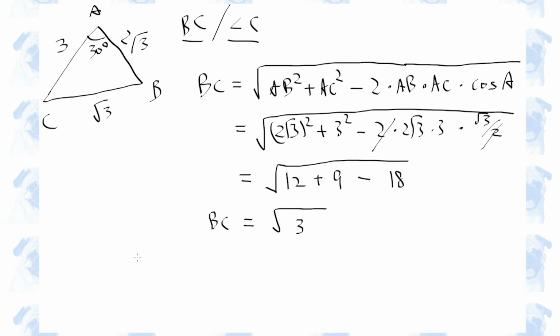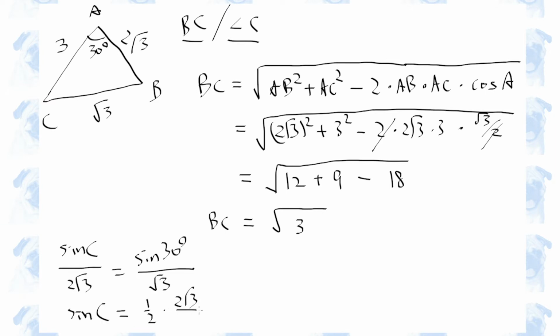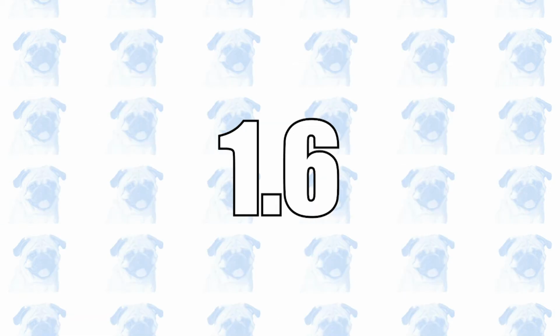And now we can use the sine rule to find the angle C. Sine 30 degrees is a half times 2 root 3 over root 3. So sine C equals 1. And what is the value of angle C? When does sine equal 1? At 90 degrees. So angle C is 90 degrees.